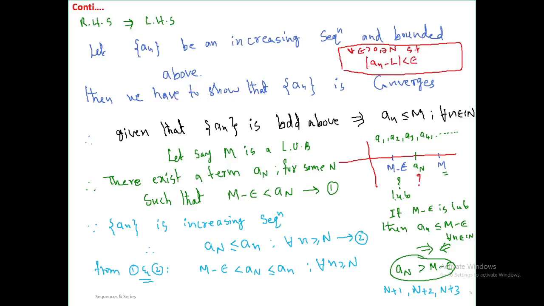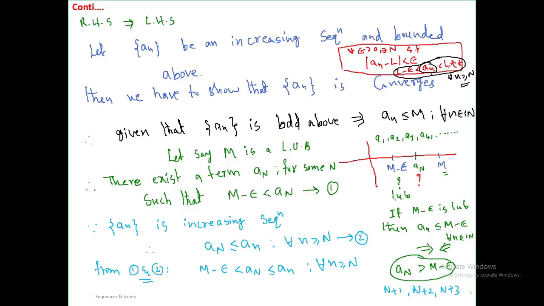So what is modulus of an minus l less than epsilon? It means an lies in the interval l minus epsilon to l plus epsilon. If all the terms, for all n more than or equal to capital N, lie in this interval, if infinitely many terms lie in the interval l minus epsilon to l plus epsilon, then I am done. The sequence converges. Indirectly I need to find proper upper and lower bounds for the nth term, and infinitely many terms should lie in that interval. Then the given sequence converges.